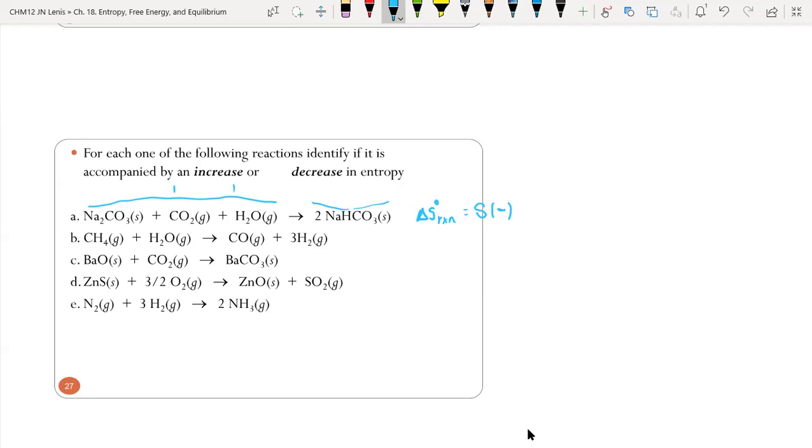Second one. Here, all species are in gas phase.